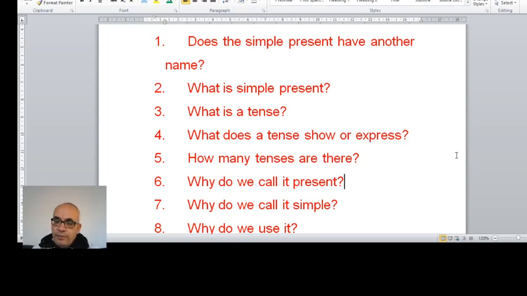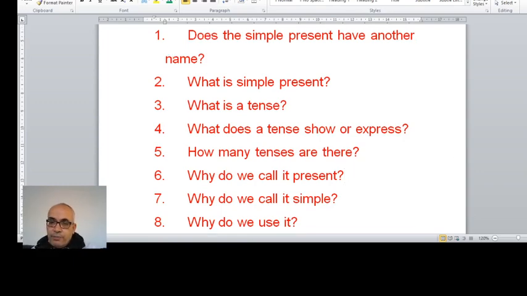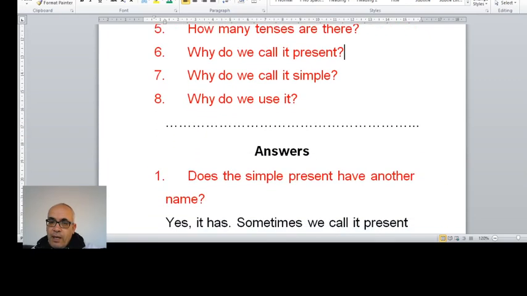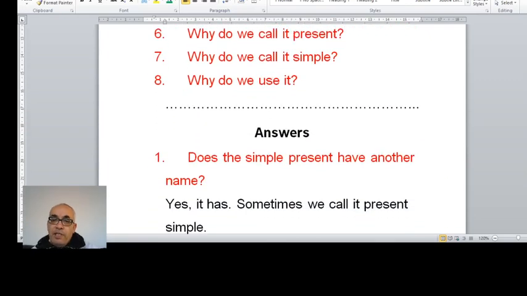Ready? I will show you the answers now. Now, the first question, does the simple present have another name? Yes, it has. Sometimes we call it present simple. So some books call it simple present, some books call it present simple. So it's the same one.